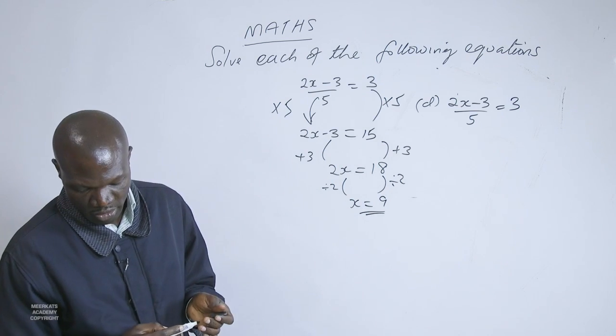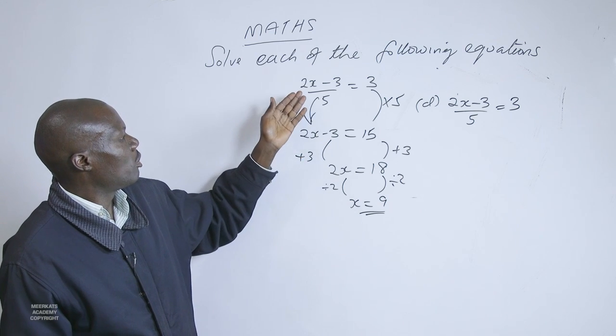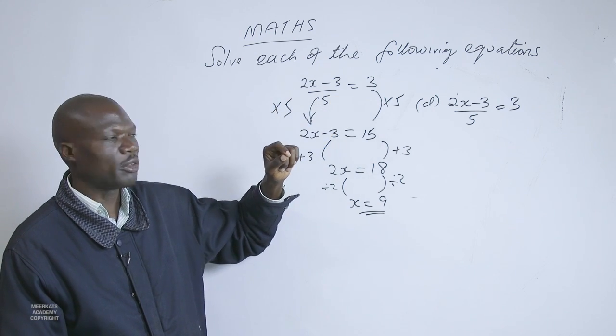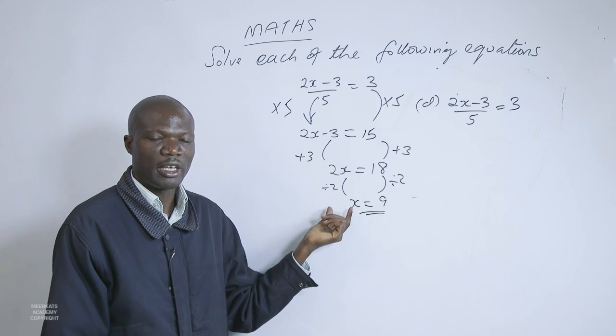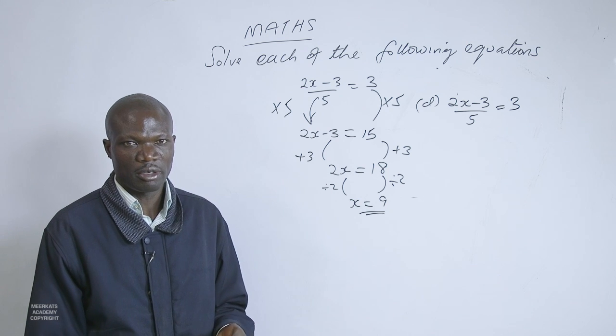So we can conclude that 2x minus 3 over 5 equals 3. When you simplify and solve it, you'll find that x equals 9, which can always be checked backwards.